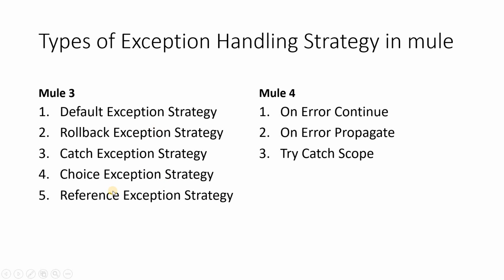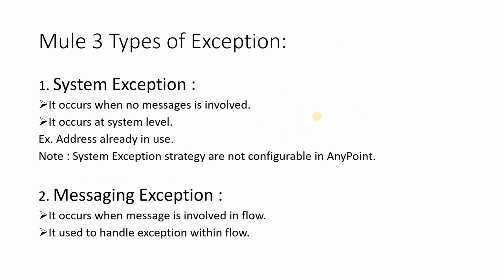We will go into all the details in the next slide. And this is about Mule 3 exception handling. Coming to Mule 4, there are 3 types of exception handling: first is on error continue, second is on error propagate, and third is try scope. So this is about the differences of exception handling in Mule 3 and Mule 4. Let's come to the next, which we are going to see in detail.